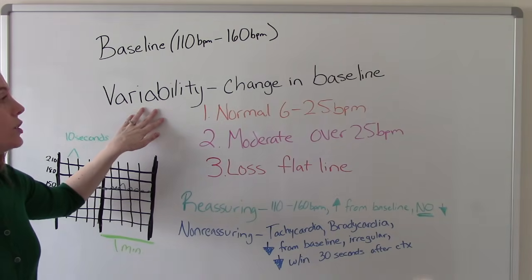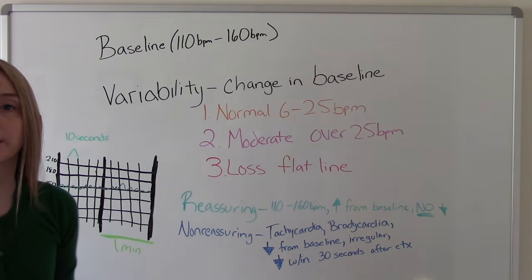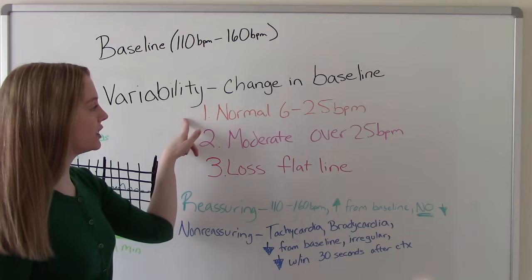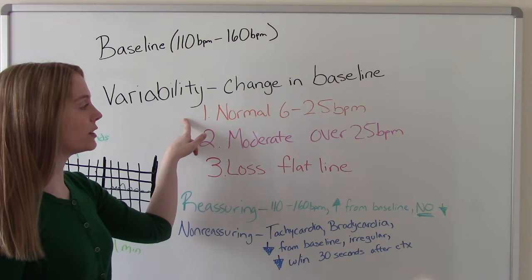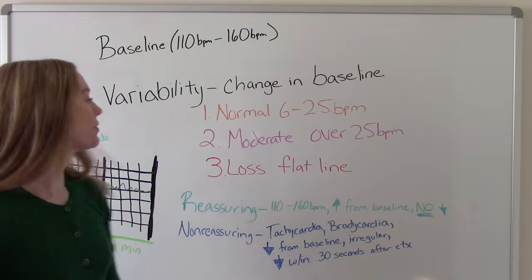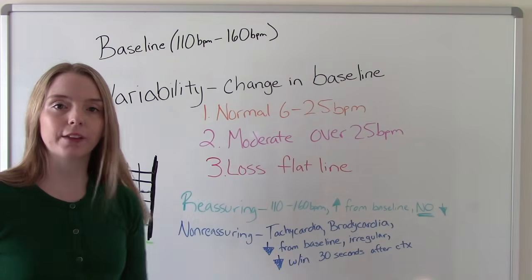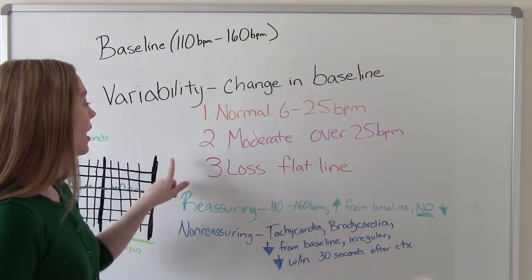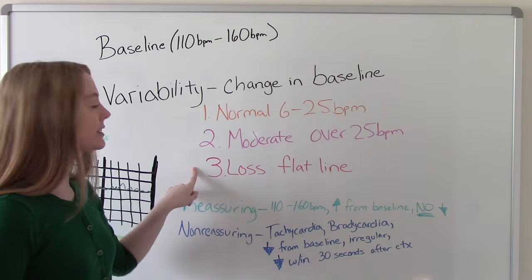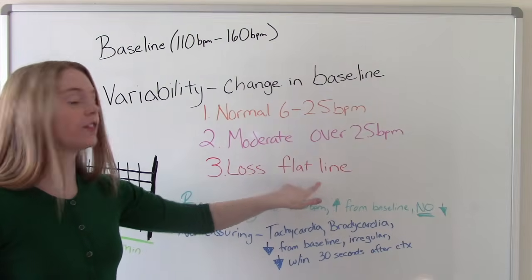Variability refers to any change from this baseline. And then there's three types of variability. There's normal variations, where the heart rate can go up or down 6 to 25 beats per minute. We would prefer up. There's moderate variability, which goes over 25 beats per minute. And then the third type of variability is actually a loss of variability, so where we don't see any, where it is a flat line.